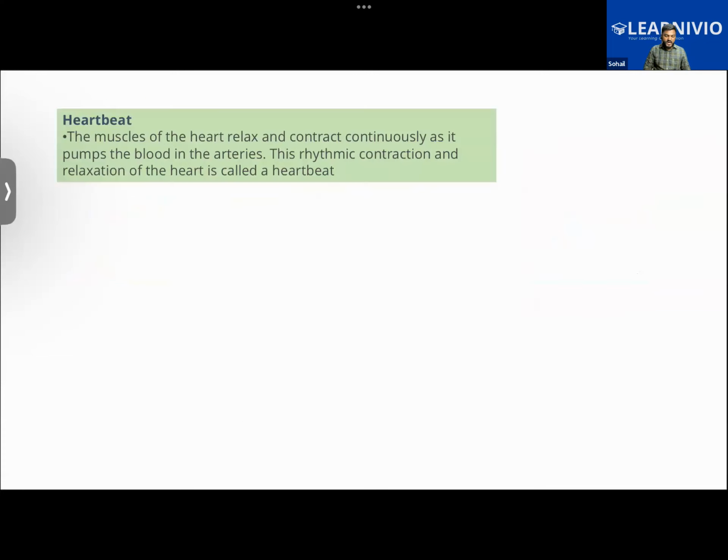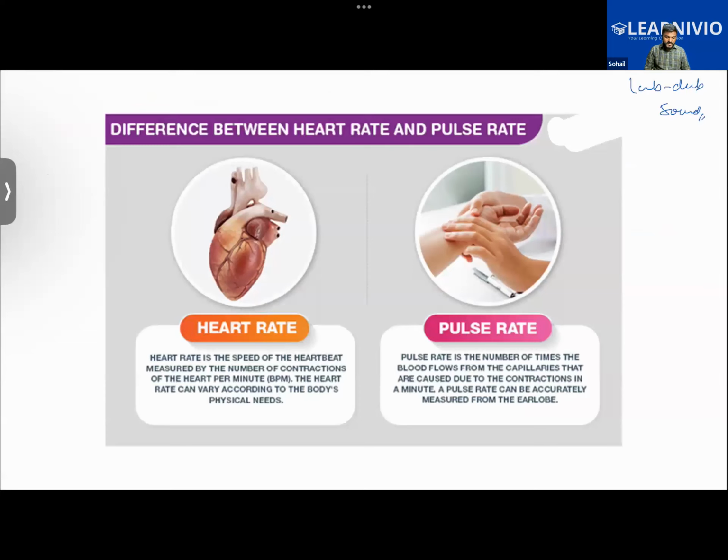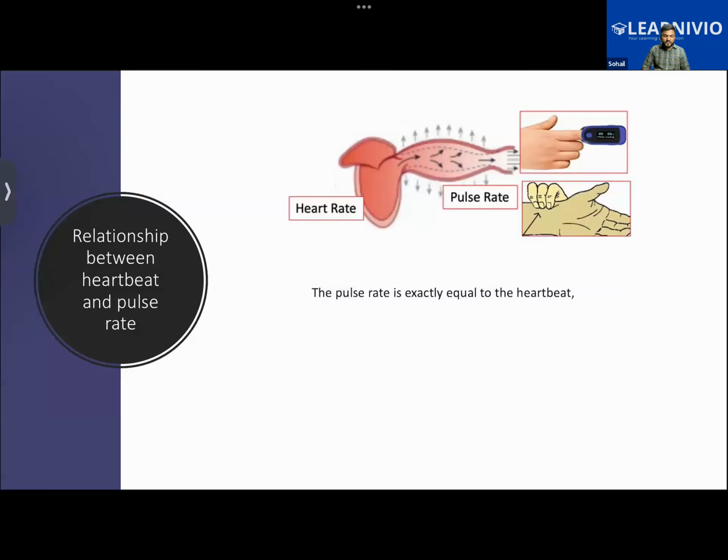Getting it, guys? Then we did learn about heartbeat also. Heartbeat would be the speed of the heart, the heart rate. It would be the speed of the heartbeat. So heart rate would basically mean how many times the heart would be contracting and relaxing in 1 minute. Or in other ways, I can say that heart rate would be simply the speed of the heartbeat measured by the number of contractions of the heart per minute. Getting it? So there's a very close relationship between the heartbeat and pulse rate.